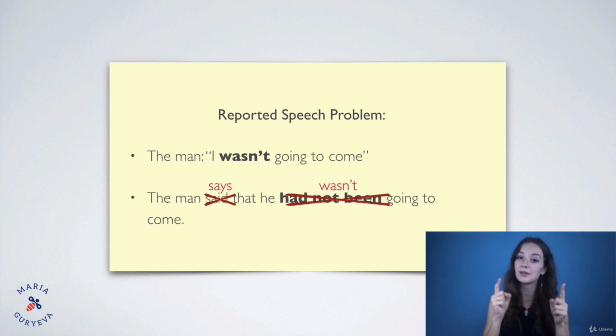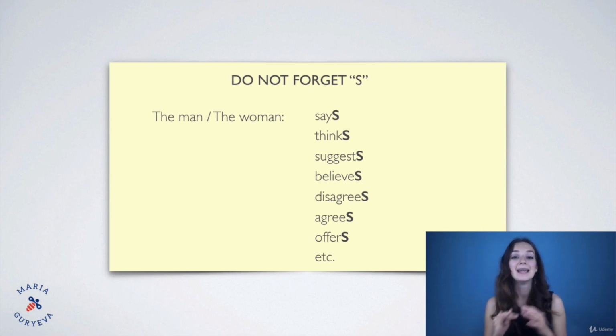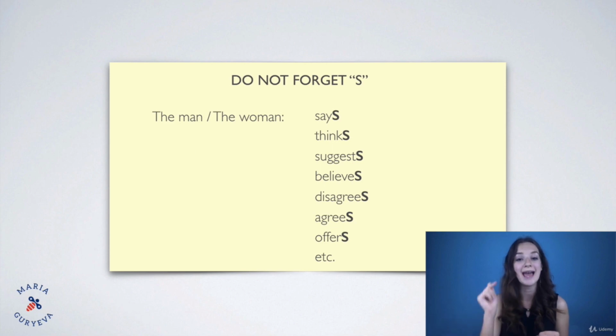All right, so don't forget about the reported speech problem. Always say the man says. And of course, do not forget that the man and the woman are he and she. So we need to not forget about the S. Sometimes people forget about the S at the end of the verbs. It's present simple, so we need to say says, thinks, suggests, believes, disagrees, agrees, offers, etc. It is he and she, that's why we need to use S at the end of the verbs. Also, of course, do not forget that we have a very specific man and a very specific woman. Those were two people who were talking, so do not forget about the article: the man, the woman.